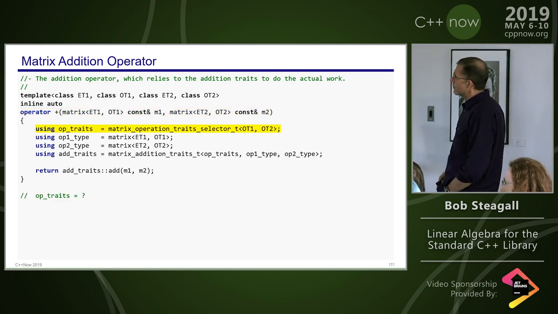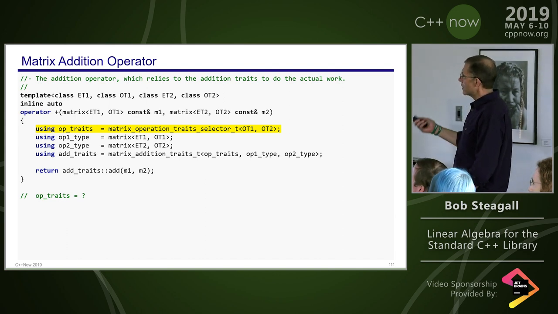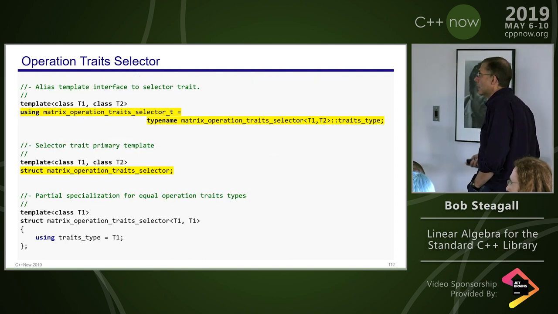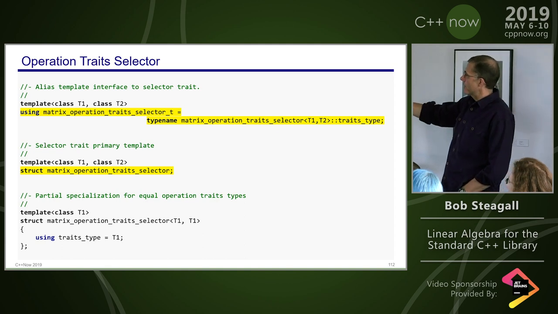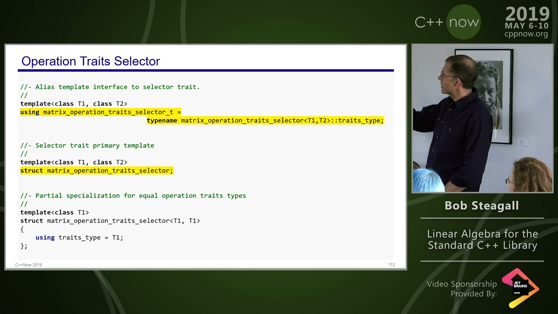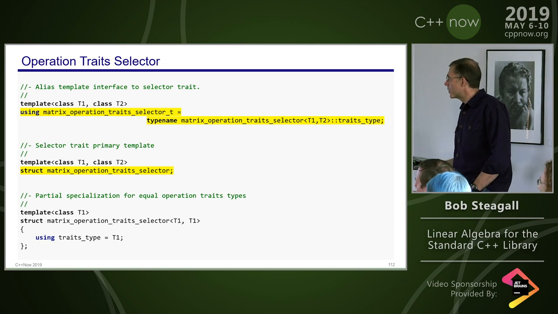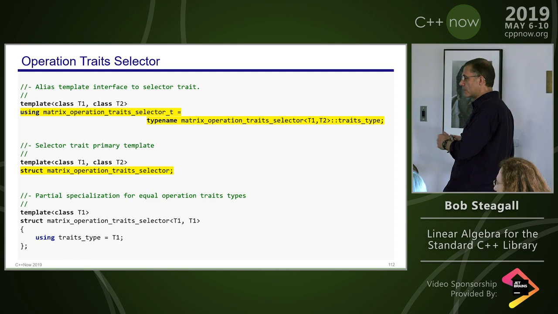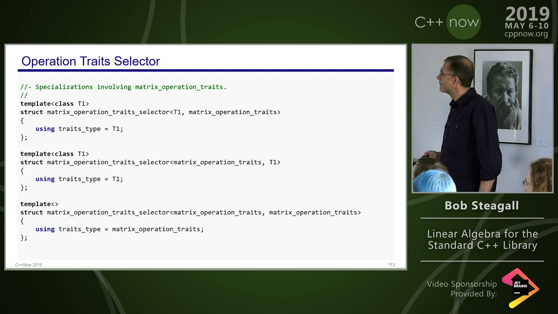So the first thing we do is we're going to try and figure out what's the operation traits for the resulting type. And I'm going to call this type alias for the matrix operation trait selector. It's going to take me to use the matrix operation traits template. And the selector underscore T is just a convenience alias, right? Matrix operation trait selector is one of the customization points. There's the primary template. We provide the specialization at the bottom. If both operation traits are the same, then the resulting operation traits type is T1, or is the same type.